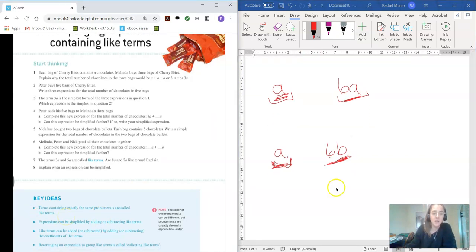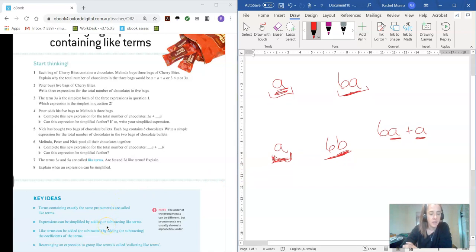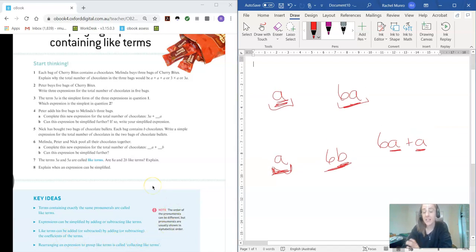Expressions can be simplified by adding or subtracting like terms. So we can simplify something like 6A plus A, because they are like terms. We can actually simplify that down so it's in an easier form, I guess you could say. Rearranging an expression to group like terms is called collecting like terms. So let's do this starting thinking together for our first video.